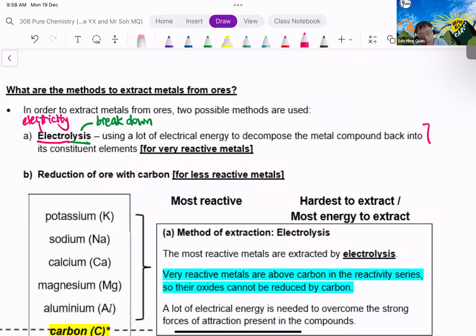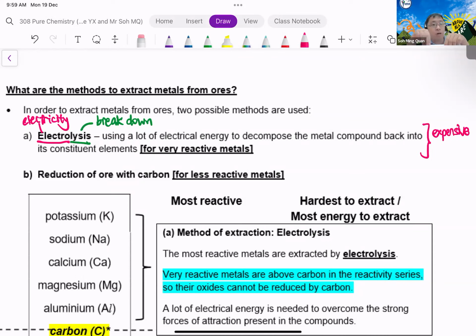So let's write it down. This is expensive. All right. Electrolysis is always an expensive method. So we do not use electrolysis unless we have no other choice.